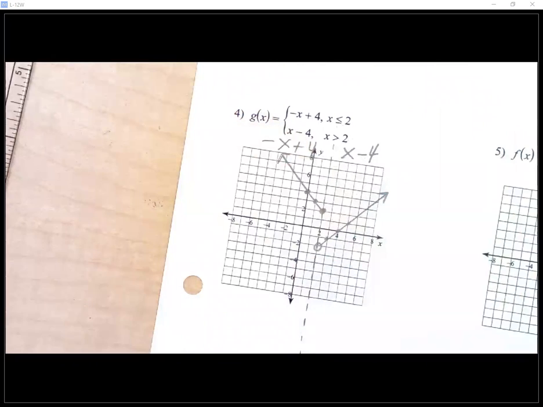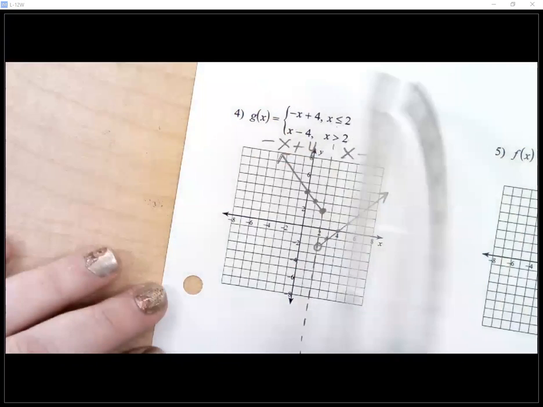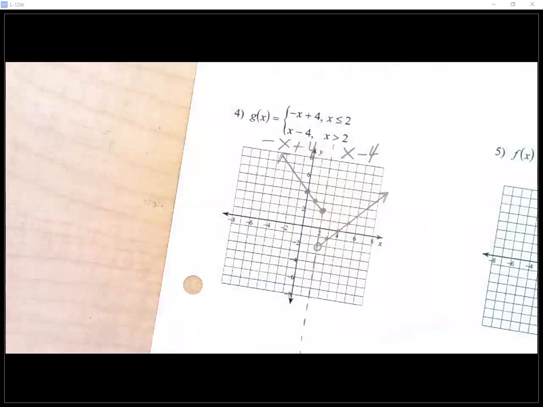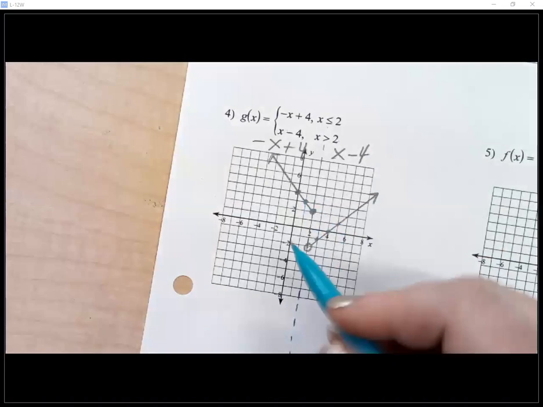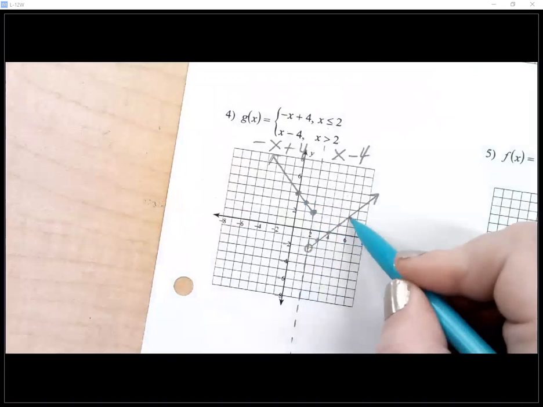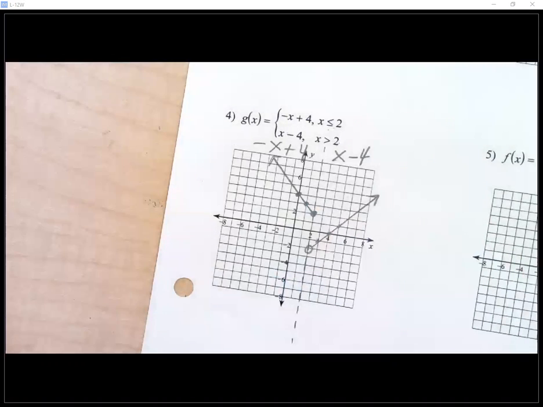Before I move away, I at least do the vertical line test because that takes 2 seconds. Make sure I don't have 2 closed dots. If I don't, my lines are not overlapping each other, everything is fine. If you are taking a test or a quiz and you really want to check this, plug in some points. When I plug in 0, I expect to get out 4. When I plug in 6, let's say, I should get out a 2. So I can plug it into that equation.